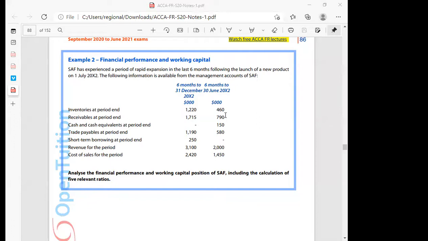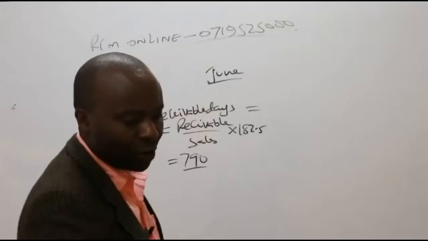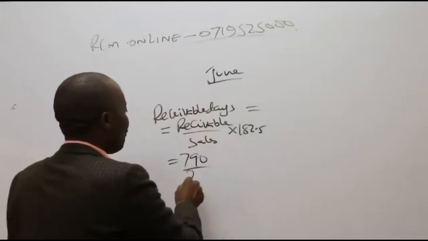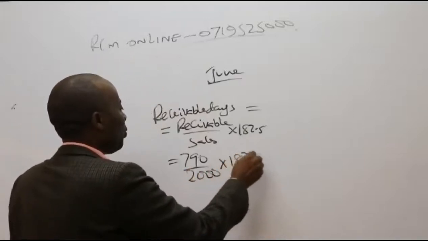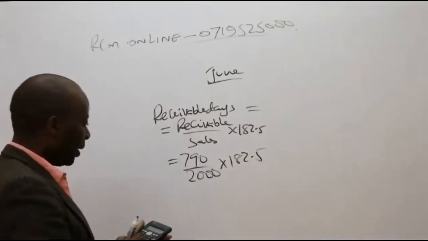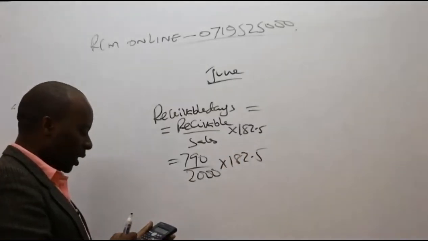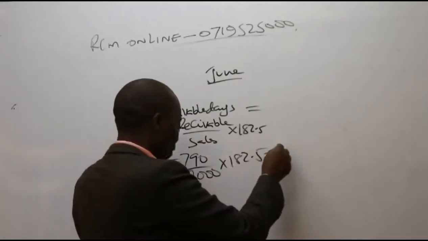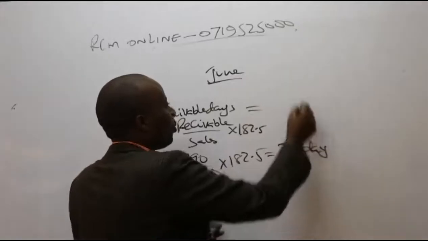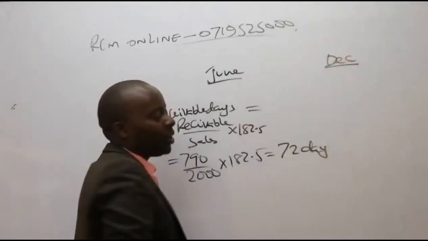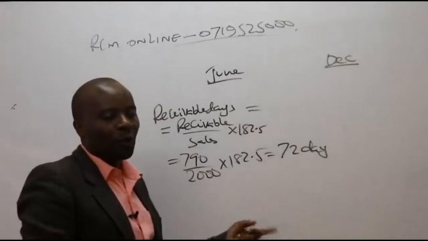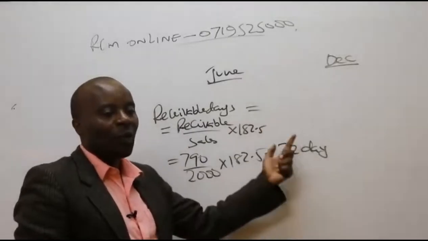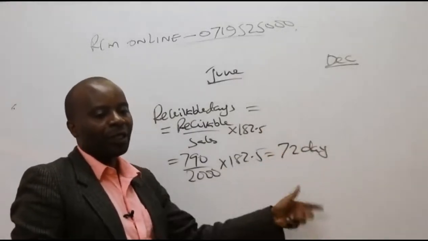790 all over the sales. Sales is the same as revenue. For June, you'll be able to see 2,000. So for June, we have 790 divided by 2,000 times 182.5, which at the end of the day gives me 72 days. So for the month of December, of course, I've already shown you how to do the one of June, and I believe you'll be able to do the one of December for me and interpret it appropriately.